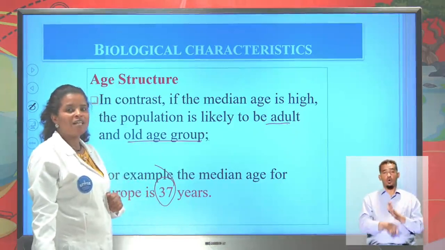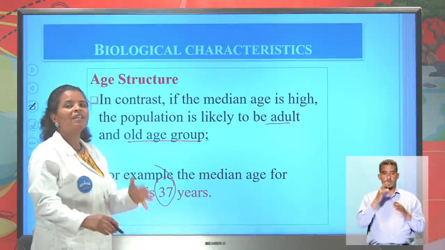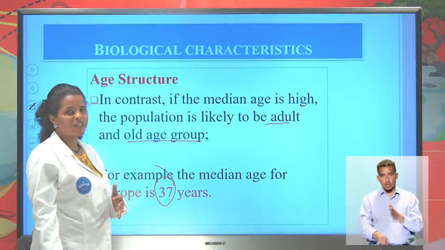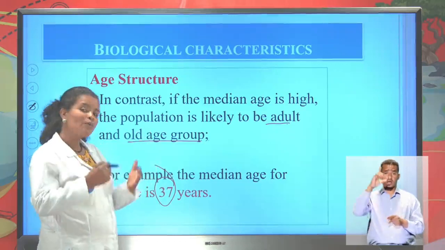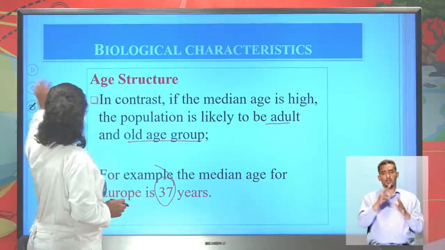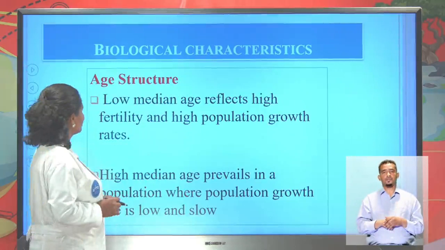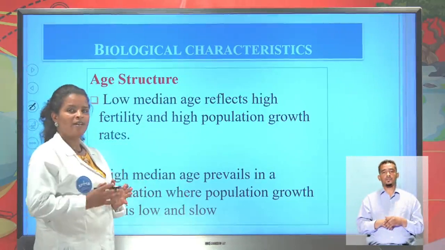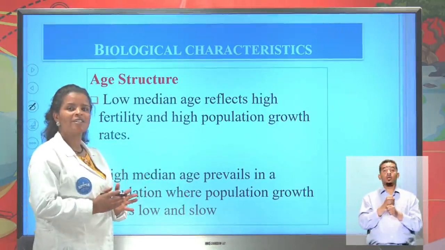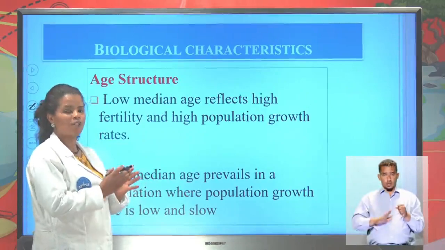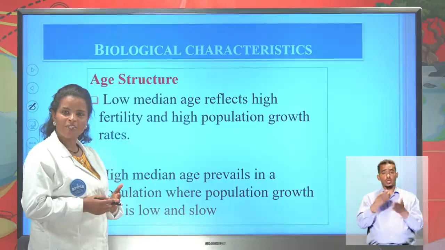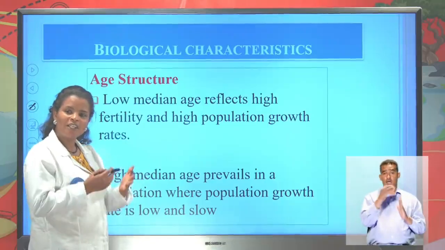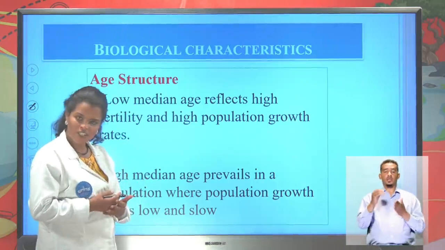So in Africa, the median age is low, the fertility rate is very high, the growth rate is high, and the rate of natural increase is also very high, but economic development is very low. In general, low median age reflects high fertility and high population growth rate. High median age shows the area is economically well developed, and the fertility rate and growth rate are very low.